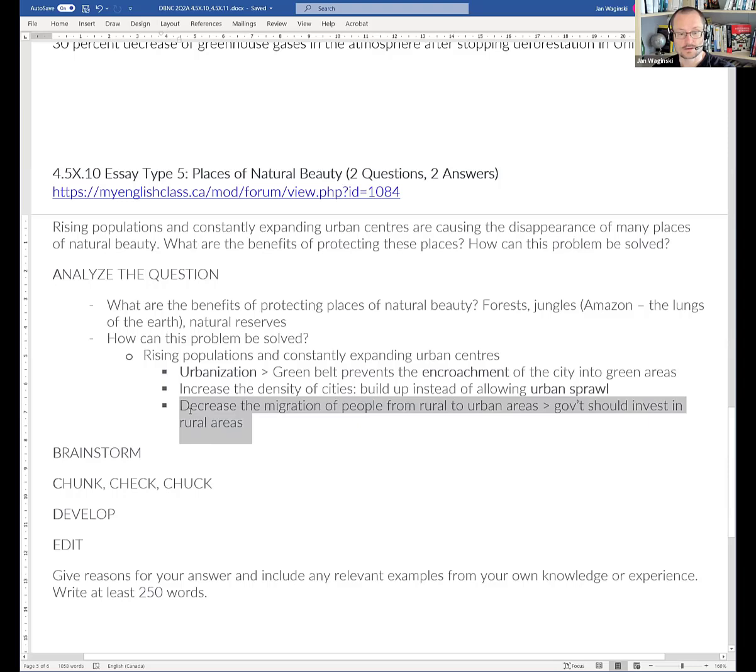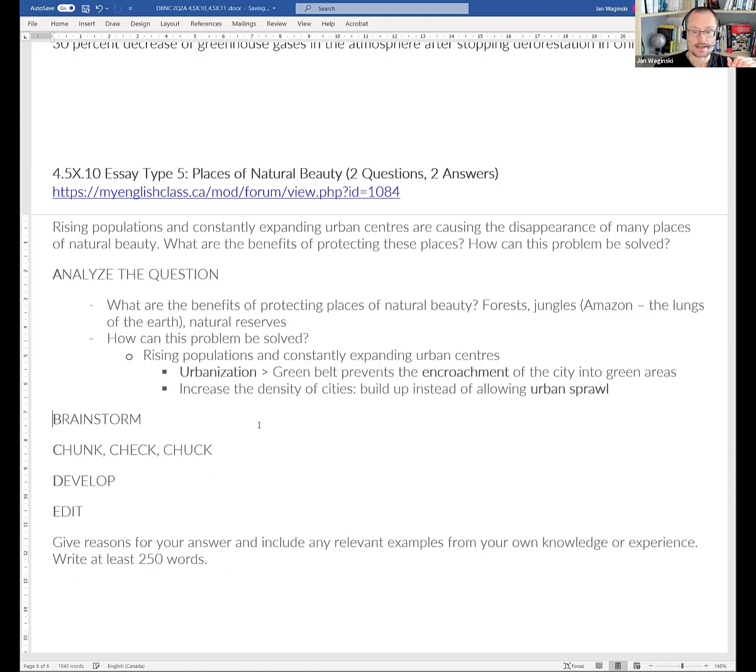I'm a little bit reluctant to use this one because it doesn't really solve the problem, because this could be seen to just make other rural areas expand into or encroach onto areas of natural beauty surrounding those rural areas. Do you know what I mean? Yeah. So I'm going to delete this one. I think this is enough for a full paragraph.